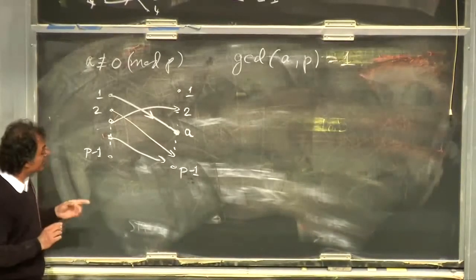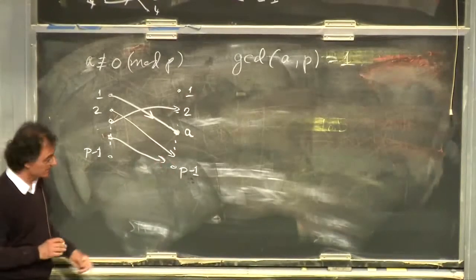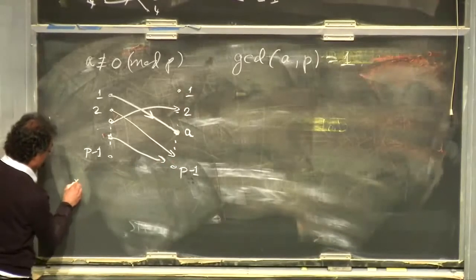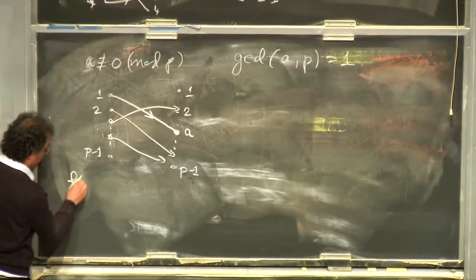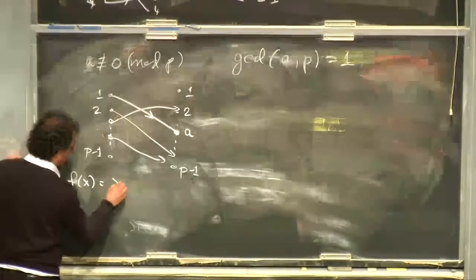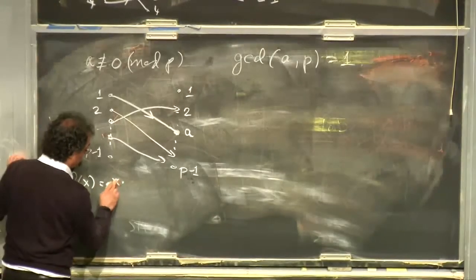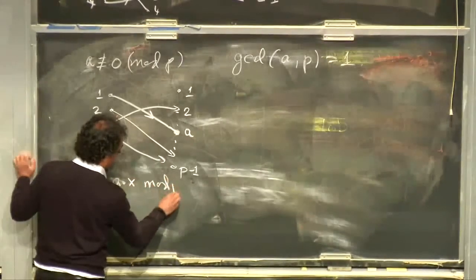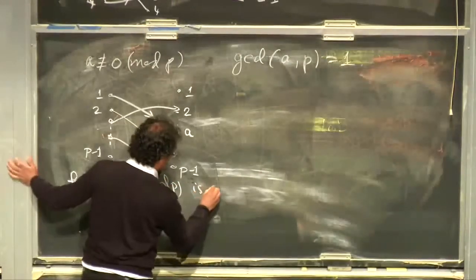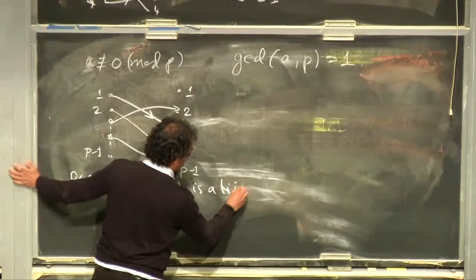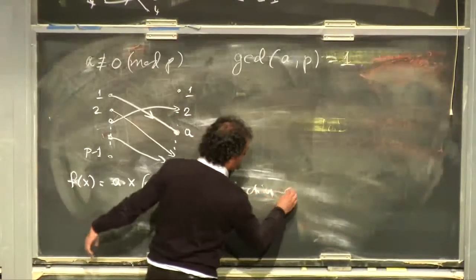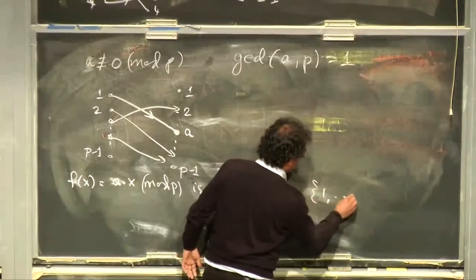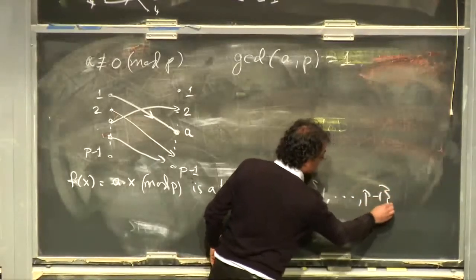Now, the claim is this must be a bijection. So multiplication by a, f of x equal to a times x mod p, is a bijection on the set 1 through p minus 1. How do we know that?